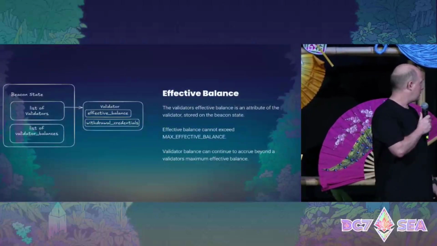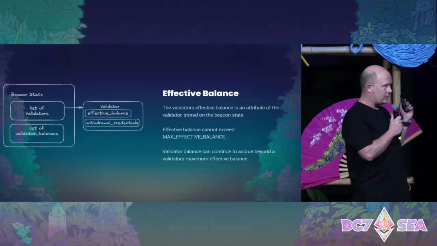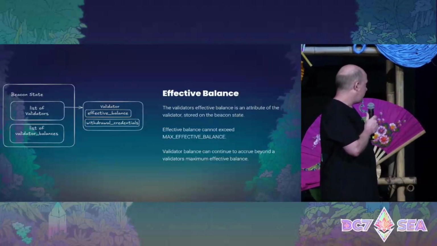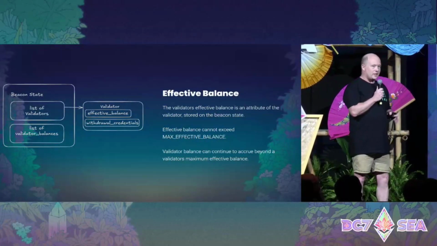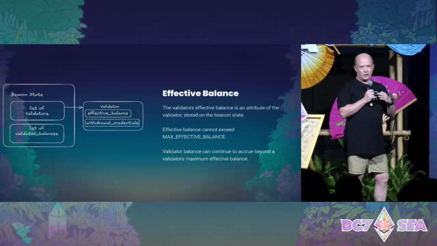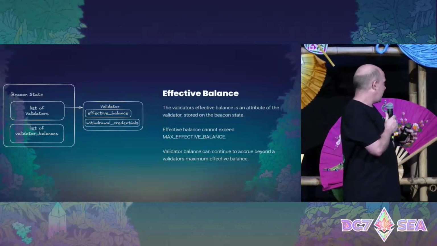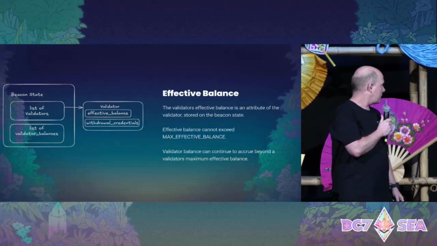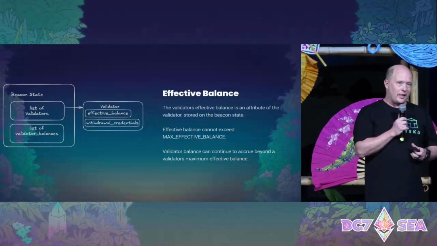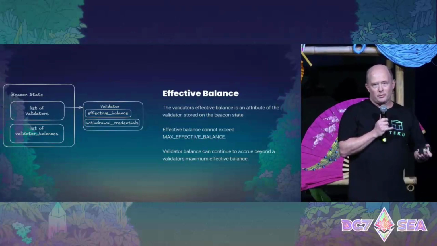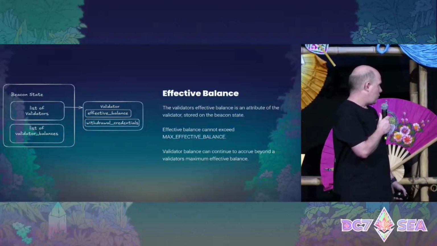If we have a look at the beacon state, I'm hoping people know what the state is in the consensus layer. We've basically got two lists containing information about validators. There's the list of validator balances, which is the total balance that a validator has. And then there's a list of validator objects. Each of those validators has an effective balance, and that effective balance is limited to a maximum, at the moment 32 ETH. There's also withdrawal credentials, and we'll go over that shortly.